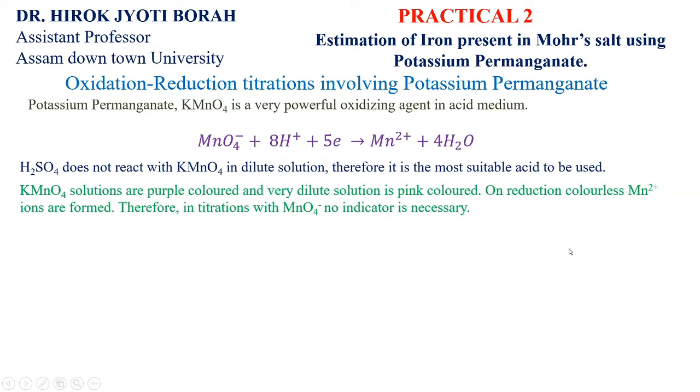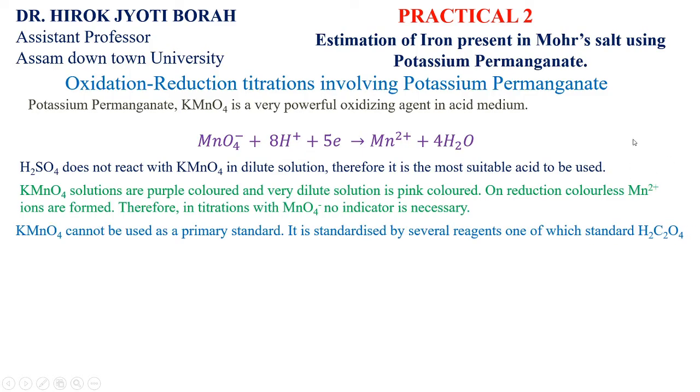And potassium permanganate solution is purple color and very dilute solution is pink color. Therefore, on reduction, colorless manganese ions are formed. Therefore, in titration of potassium permanganate, no indicator is necessary. That means potassium permanganate acts as a self-indicator. Now, potassium permanganate cannot be used as a primary standard. So therefore, we have to standardize the potassium permanganate using several reagents. One of the reagents is oxalic acid.